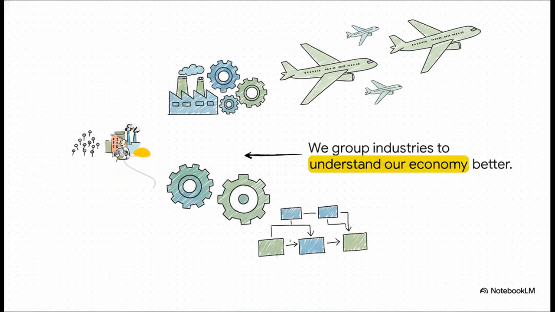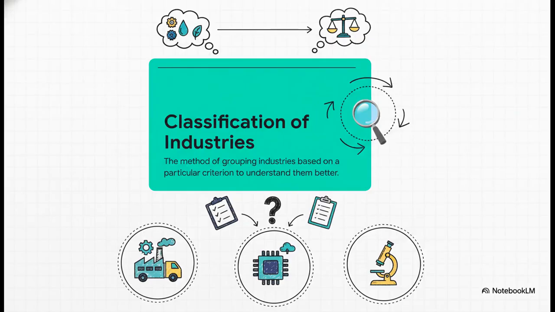You see, there are thousands and thousands of industries out there. By grouping them, we can study them in a systematic way. It helps us, it helps the government, it helps everyone to understand how our economy is working. This process of grouping is what we call the classification of industries, and we group them based on some common features. Think of it like sorting blocks by their color or their shape. We just need to decide on the rule or the criterion for sorting. So let's look at the different criteria we can use.